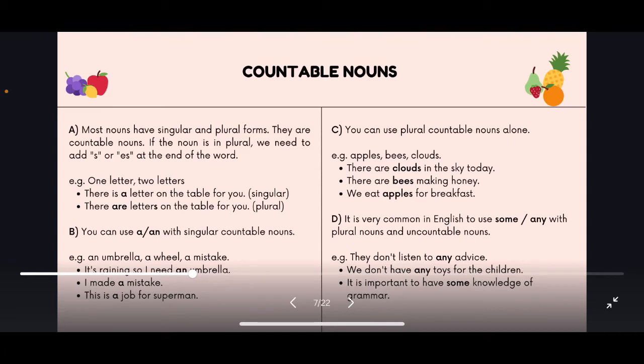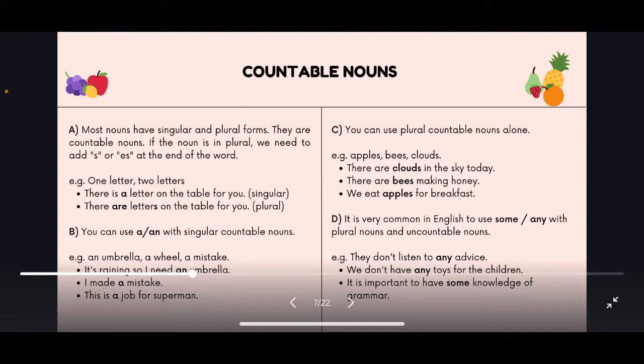And actually, in the English language, it is really common to use some and any with plural nouns and uncountable nouns. For example, they don't listen to any advice, and we don't have any toys for the children, and it is important to have some knowledge of grammar. Actually, the use of some and any, we're going to learn this in more depth later.